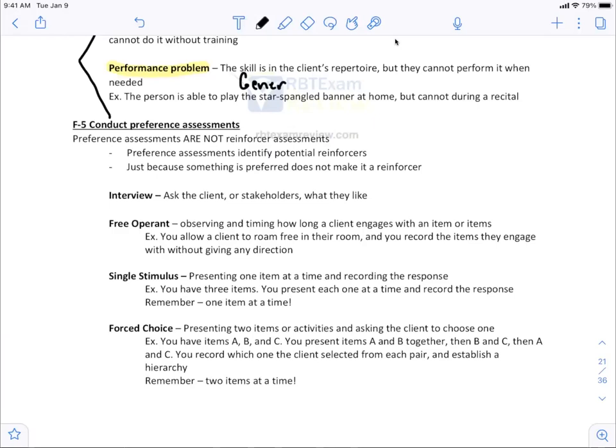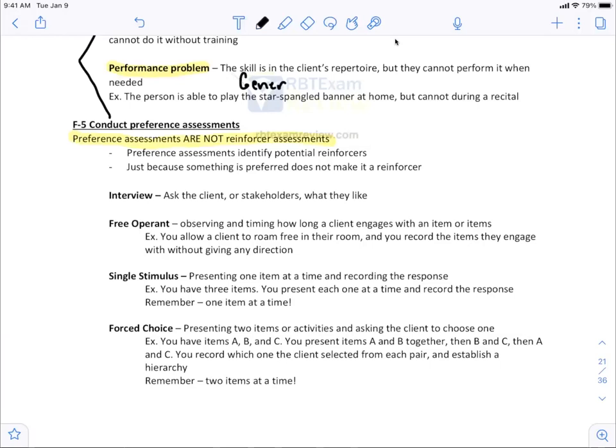So now we need to determine what preference assessment will we use to figure out what the client likes. Very important. Preference assessments are not reinforcer assessments. Even BCBAs make this mistake. What's the difference? A preference assessment simply identifies potential reinforcers. A reinforcer assessment actually evaluates, does a stimulus change a behavior? Reinforcer assessments and preference assessments are not the same thing. Just because something is preferred does not make it a reinforcer.